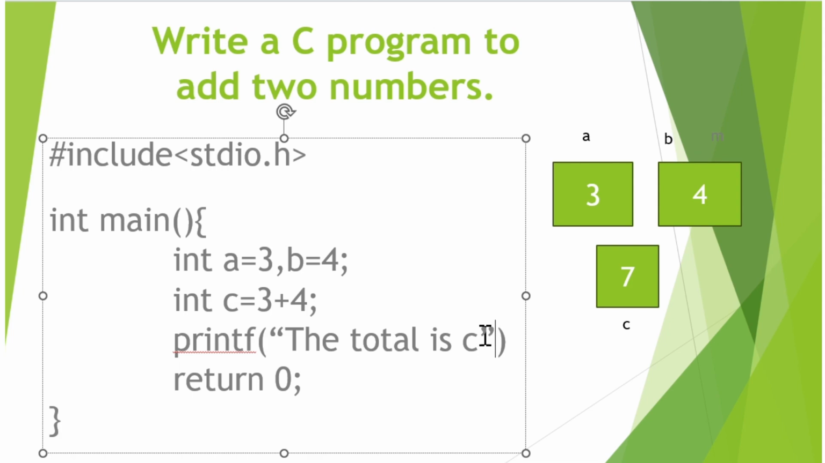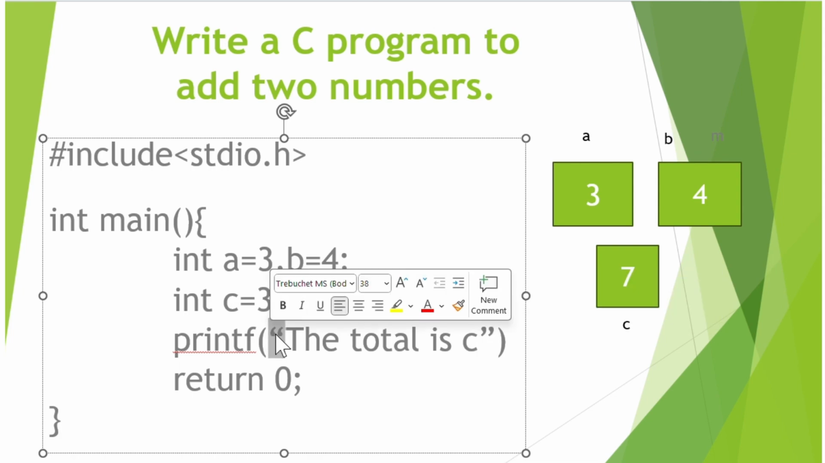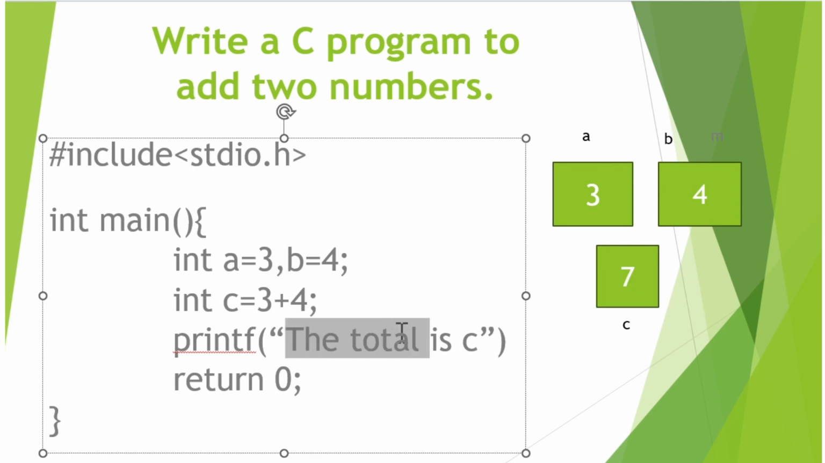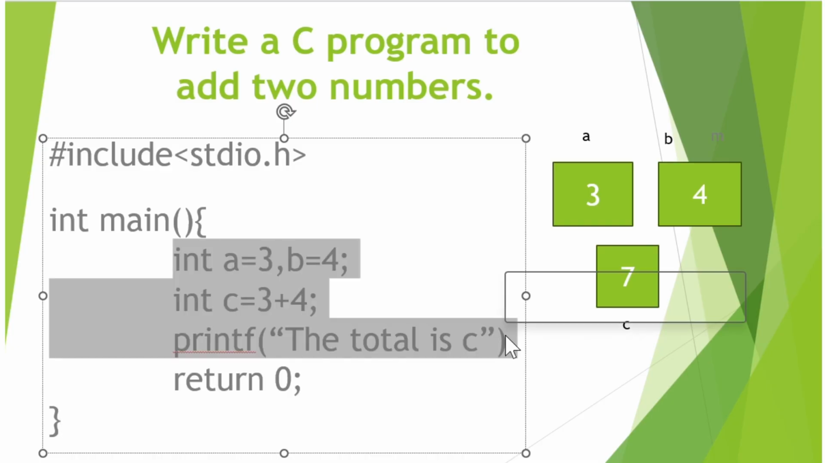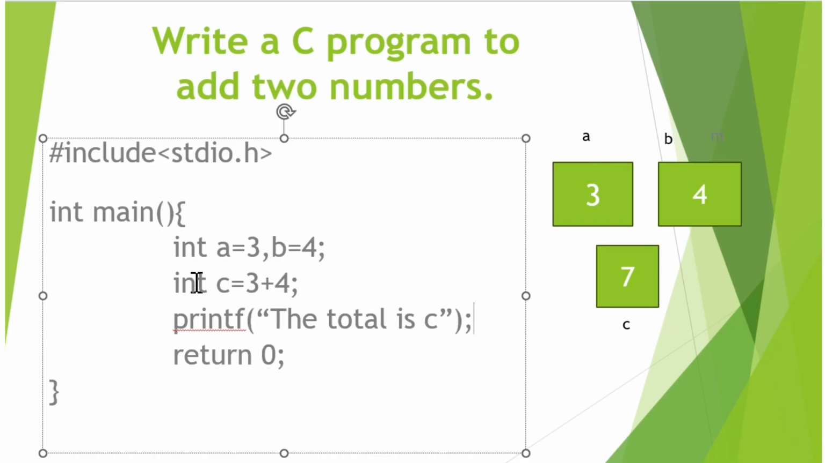Whatever I write inside these two double quotes will be printed as it is. So if I write it like the total is C, it will not print as the total is 7, but it will print as the total is C. So I will check this. We will run this program and see how this is working.